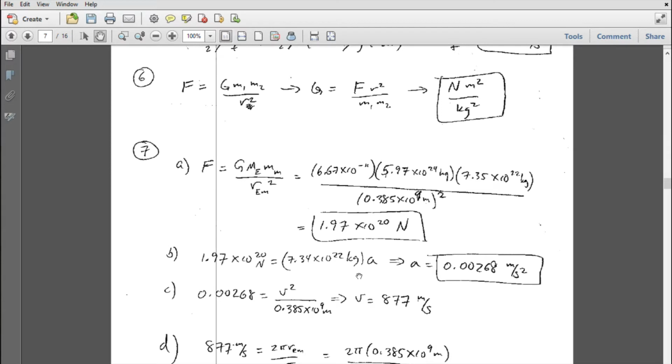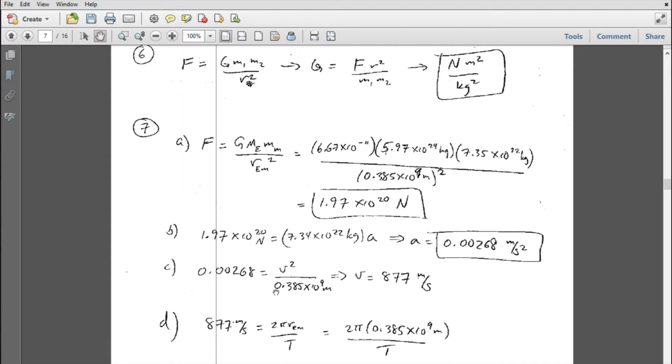To find the acceleration, we draw a free body diagram with the moon orbiting the Earth. And in a free body diagram for the moon, there's only one force on it. So we do F net equals ma along that radially inward direction for the moon toward the Earth. And that gives us F net equals the mass of the moon times the acceleration along the radial direction. We can solve for the acceleration.